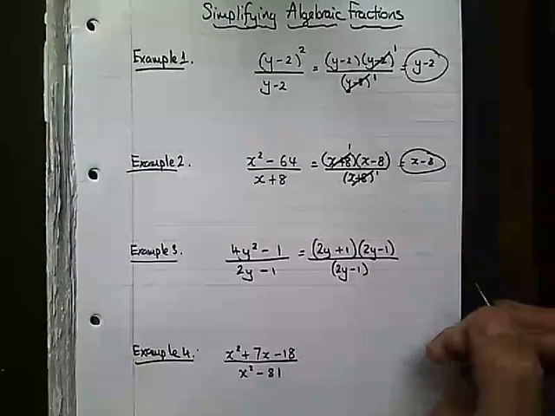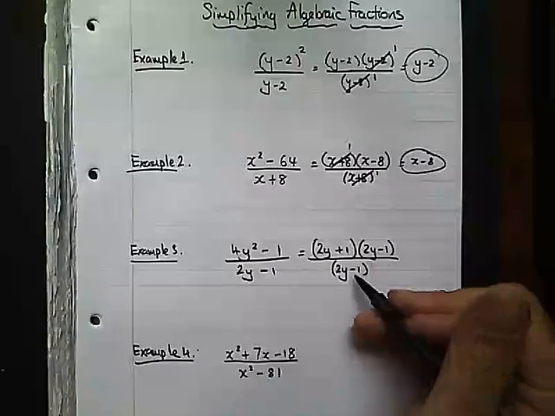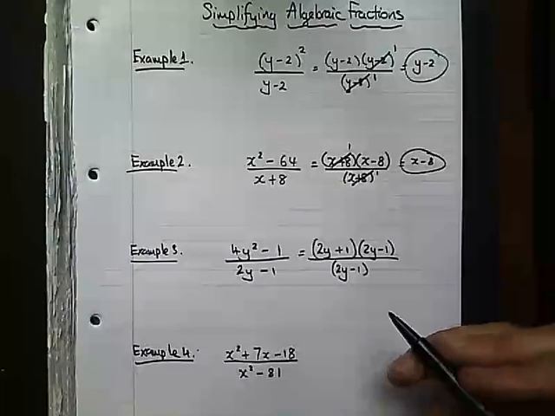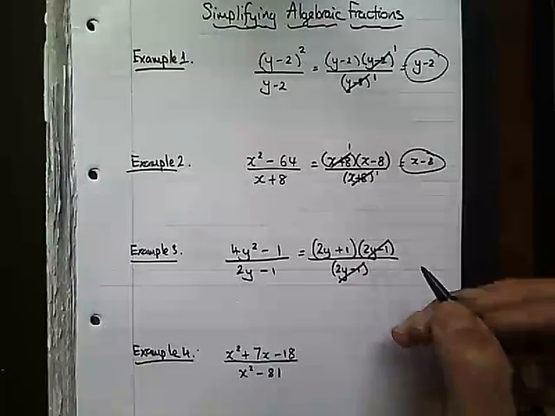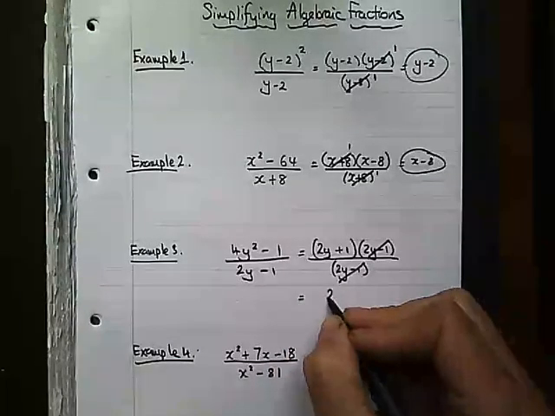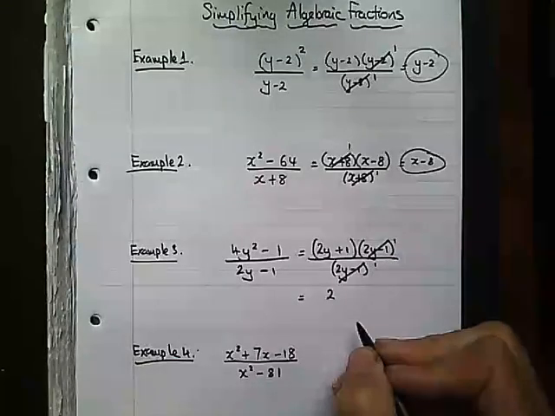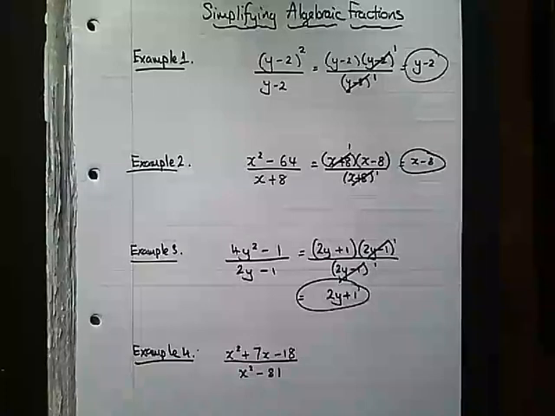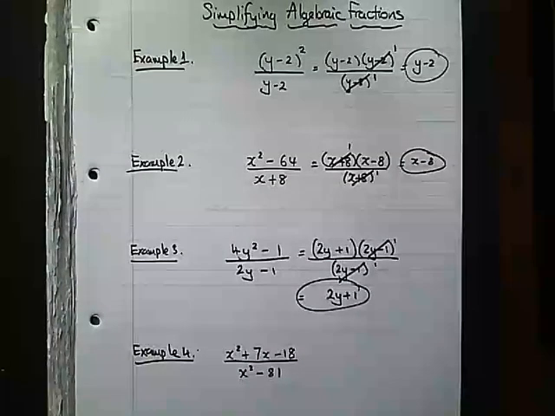So again, I'm looking to factorise, put it into brackets, so everything's being multiplied on the top, everything's being multiplied on the bottom. So I can cancel out like terms, and I get left with, let's put a 1 there, just so we know what we're multiplying by, 2y plus 1. Okay, next one, example 4.